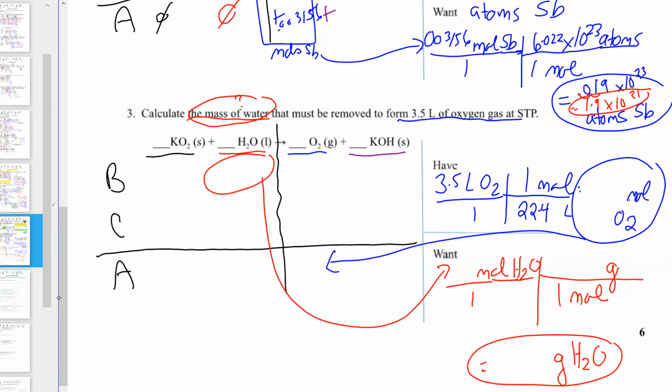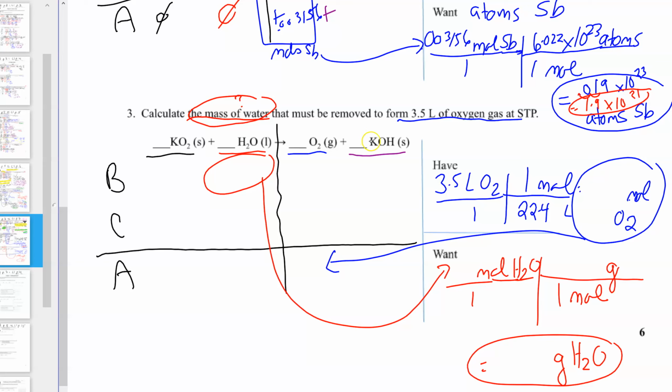So our last problem, we have to calculate the mass of water that must be used to form 3.5 liters of oxygen gas at STP. Okay, so let's kind of diagram this. Number one, it's not balanced, so we got to make sure we get it balanced first. Okay, so let's just go left to right.